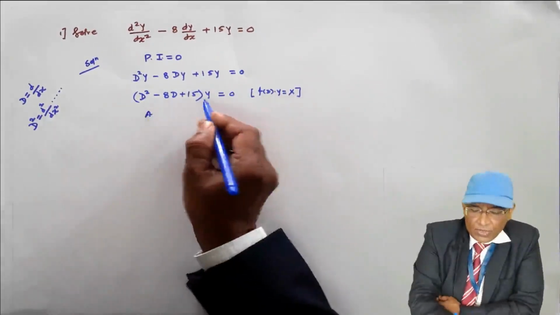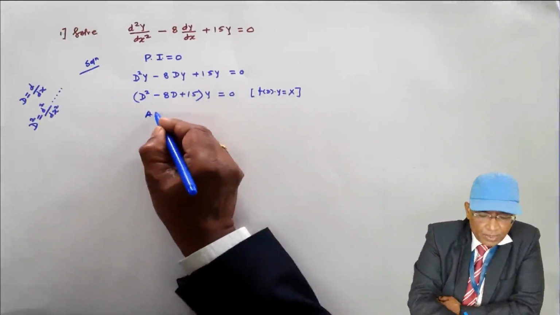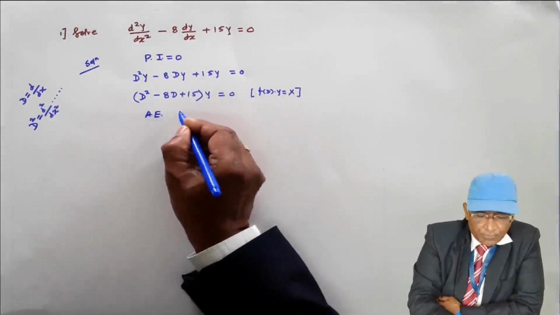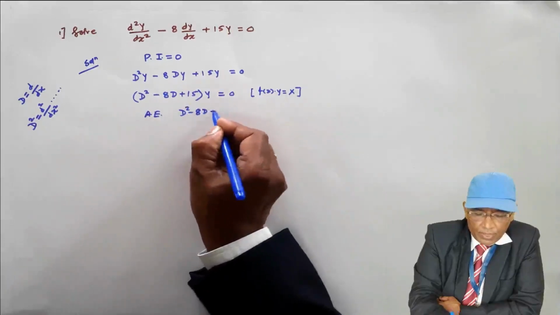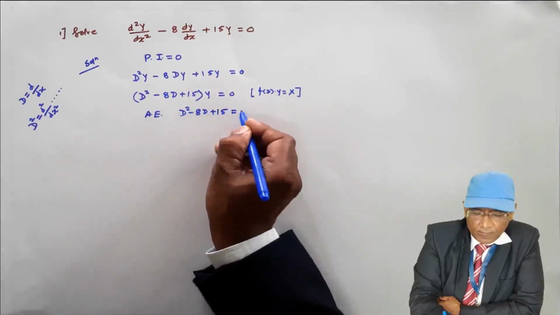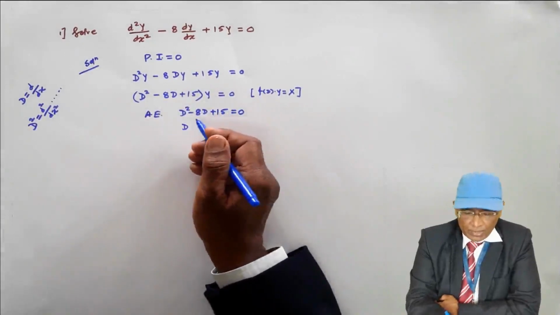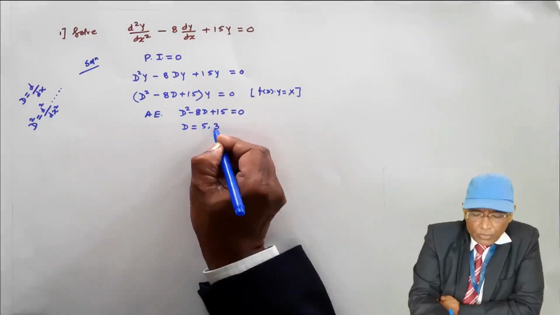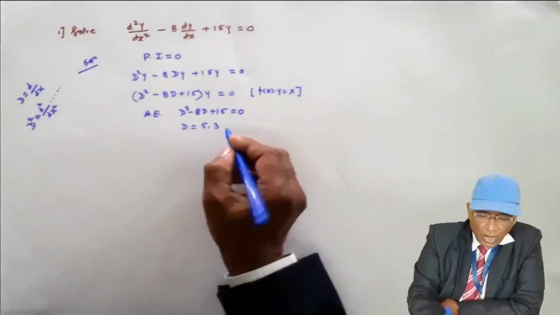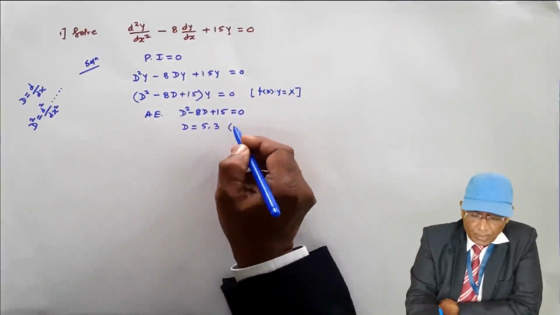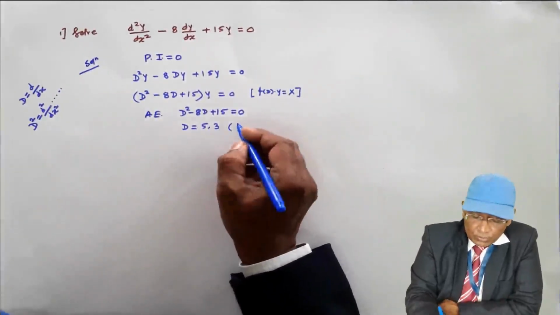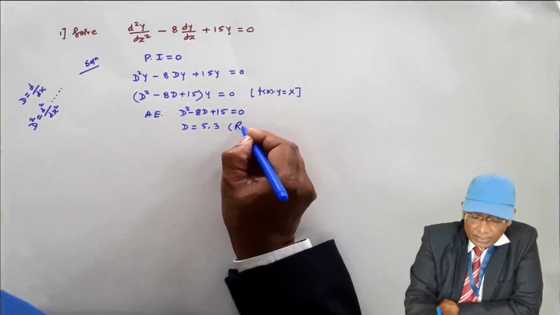Once you write this differential equation in this form, what is the auxiliary equation? D square minus 8D plus 15 equal to 0 is the auxiliary equation. You can use a calculator to get the values of D. Here, the values of D are 5 and 3. And these two values are the roots of the auxiliary equation. And what is the nature of these roots? These are real and different.